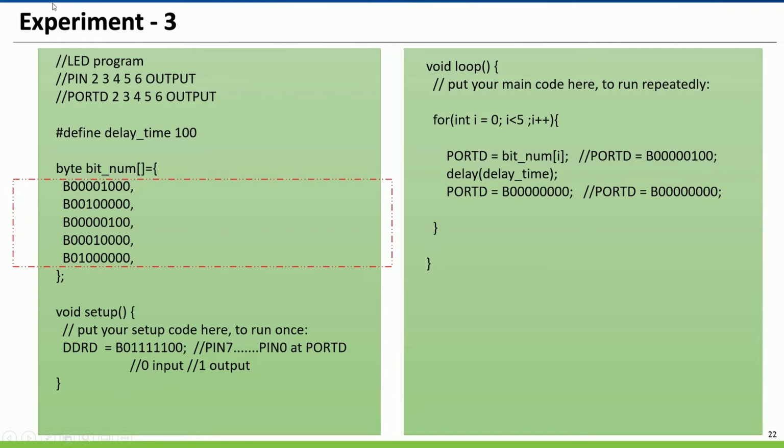This one is code for changing the arrangement of the LEDs. Simply, you just change the byte number in here. First is LED 2 on, and then this on, and then this LED 2 on, and then LED, I think this one is LED 4 on, and LED 5 on.